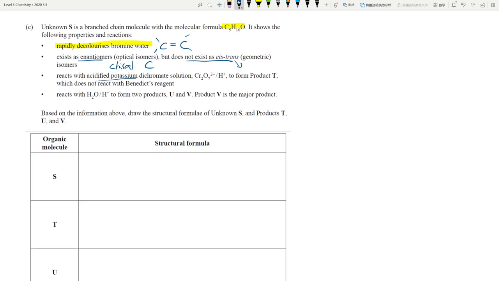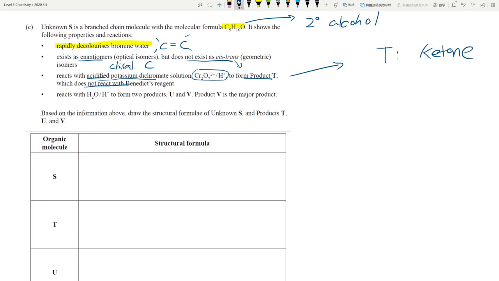Reacts with acidified dichromate solution to form T, which does not react with Benedict's reagent. So that means T is a ketone, because you can see it reacts with acidified dichromate solution. That means this is an oxidation reaction. So if it oxidizes, that means this thing here is a secondary alcohol. Because if it was a primary alcohol, you would oxidize into something that will react with the Benedict's solution, which is the aldehyde.